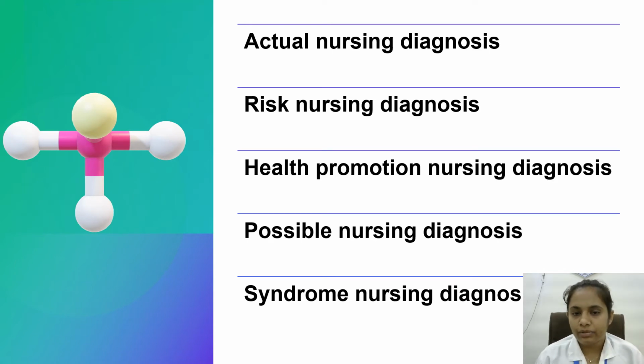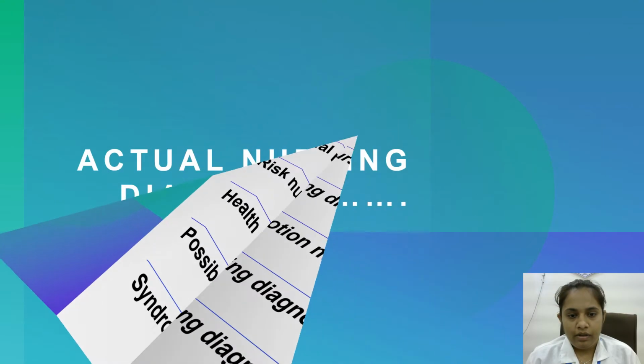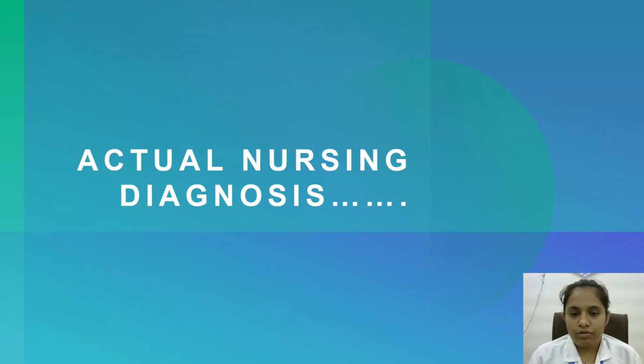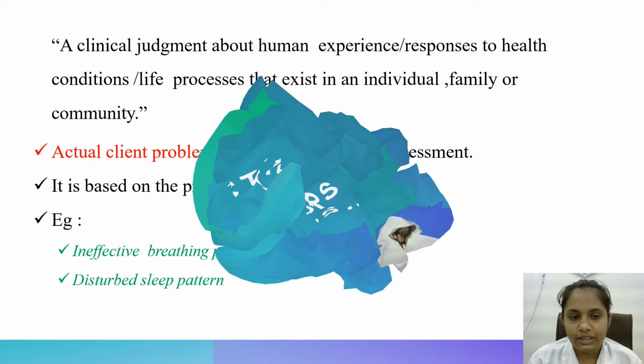There are many types of nursing diagnosis, but they are divided: some health related, some symptoms related, some risk of infection related in the hospital, some syndrome. Let's see them one by one. First one is the actual diagnosis. What is an actual diagnosis?